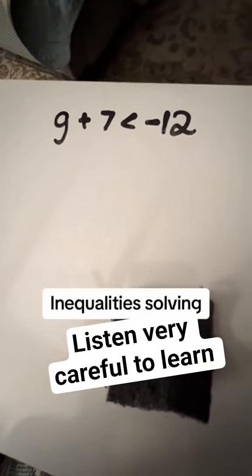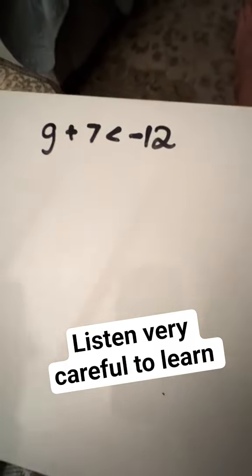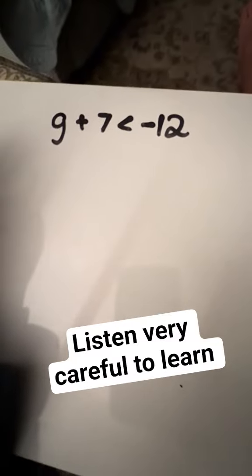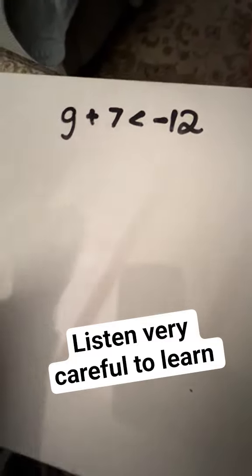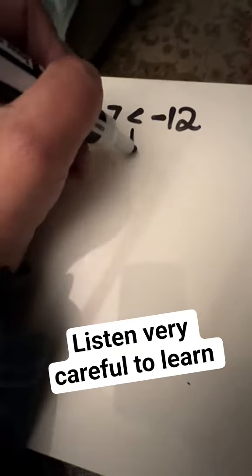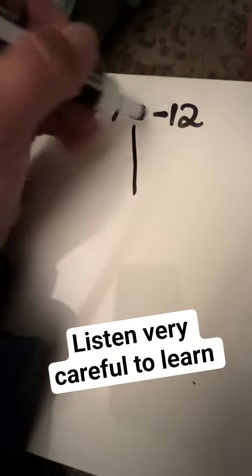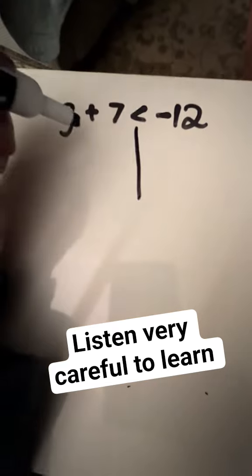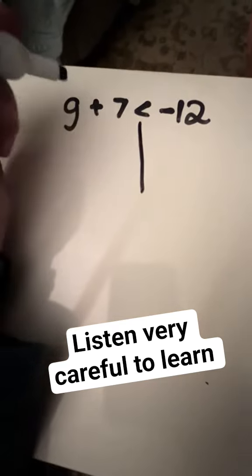Hey everybody, we are here doing some inequality statements. So we have an inequality that we are solving for, and then we're going to graph for it as well. This is very much like an equation, so I'm just going to put a line there where you would have an equal sign normally. And I'm going to go ahead and solve this to get g by itself.